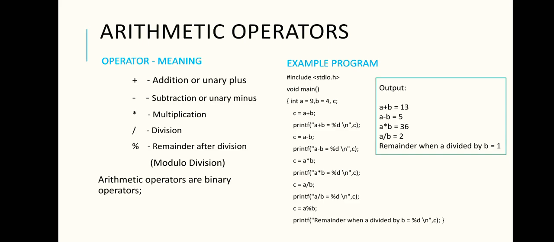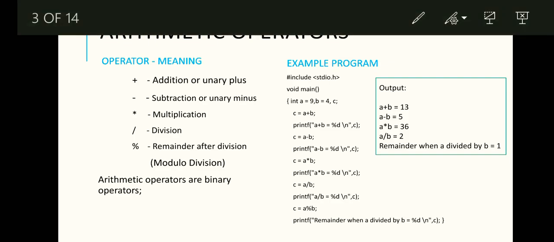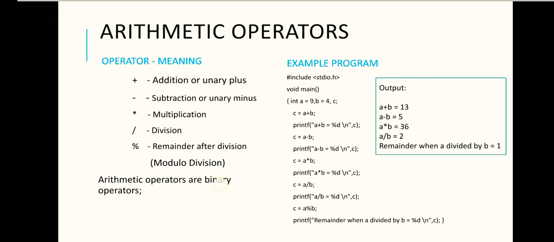The first class of operators we are going to see are arithmetic operators. These arithmetic operators are basically five types: addition or unary plus, subtraction or unary minus, multiplication, which takes the symbol of asterisk, division, and remainder after division, which is nothing but modulo division. Arithmetic operators are binary operators.